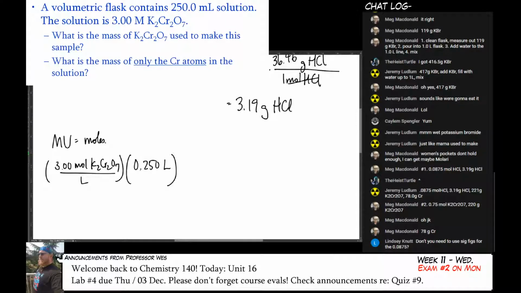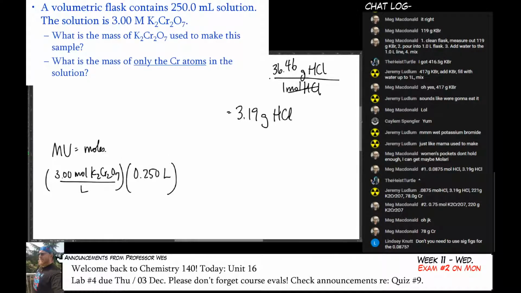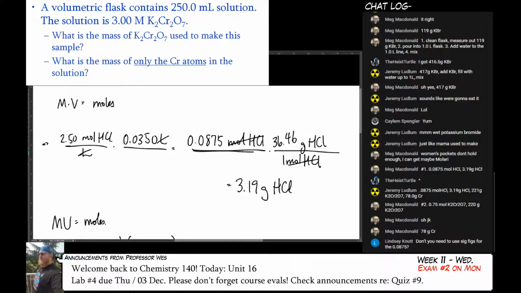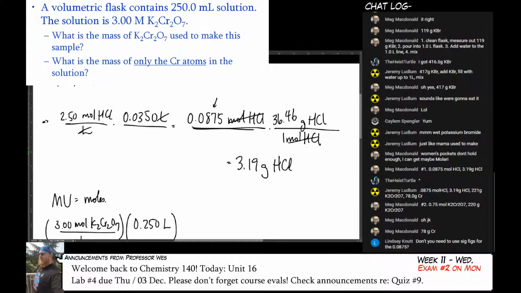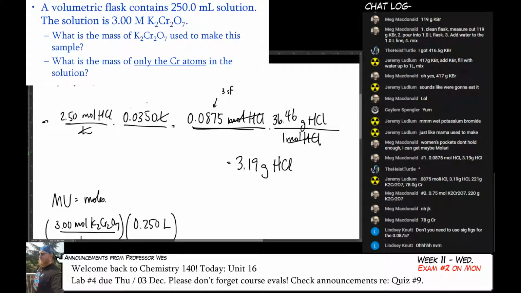Do I have the wrong number of sig figs on the first one? Should have 3. This is 3. Okay, cool. Yeah, these are all 3.